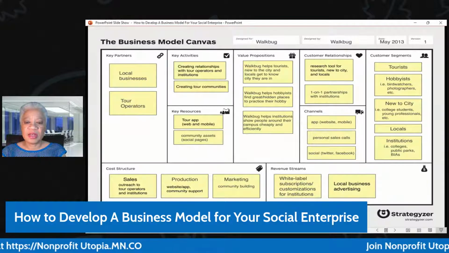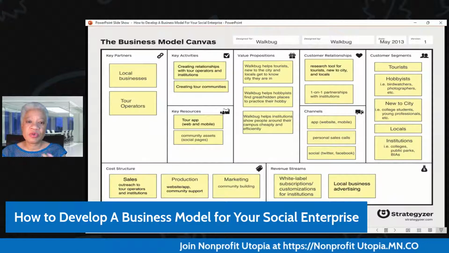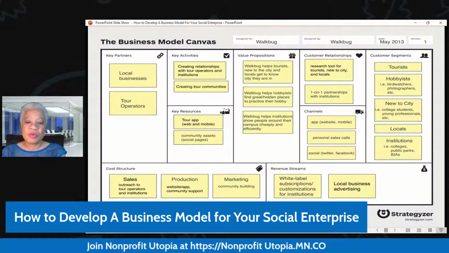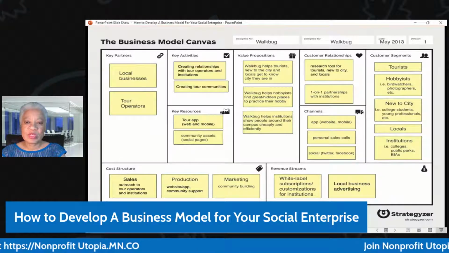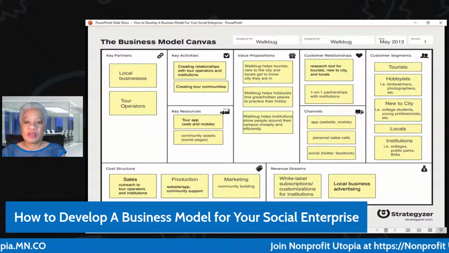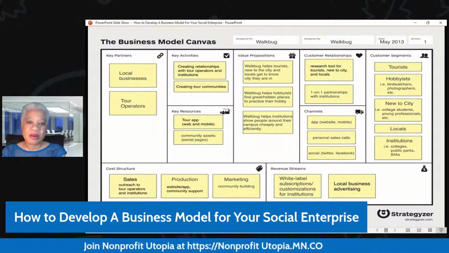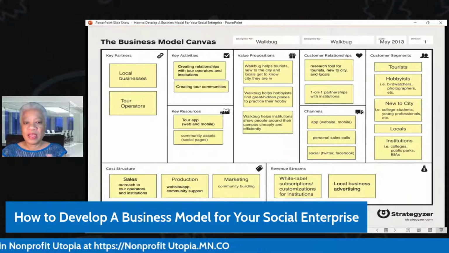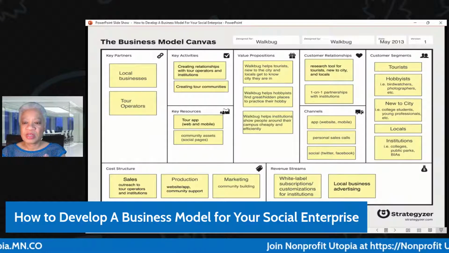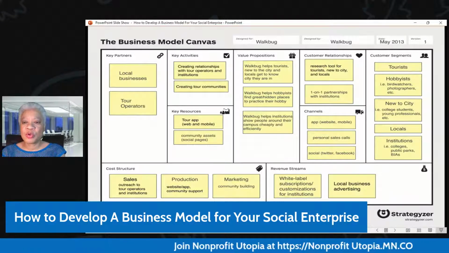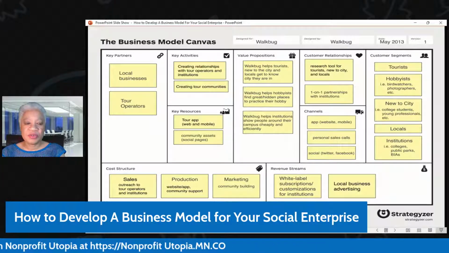The channels they were going to deal with. So they were going to reach their customers or interface with their customers through their website, through their mobile app, through personal sales calls, and through social. So notice some of those channels are communication. Some were used to acquire customers, and some were used to acquire relationships, and some were actually used to make the sale. So their customer segments were tourists, hobbyists, people new to the city, locals, and institutions.